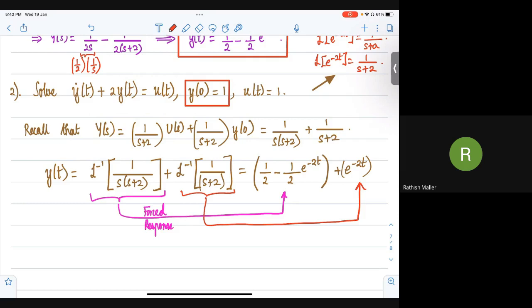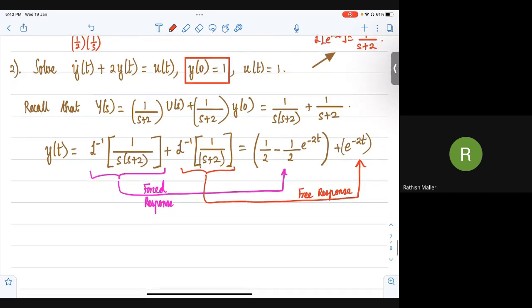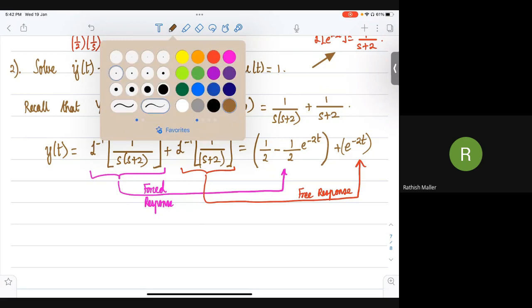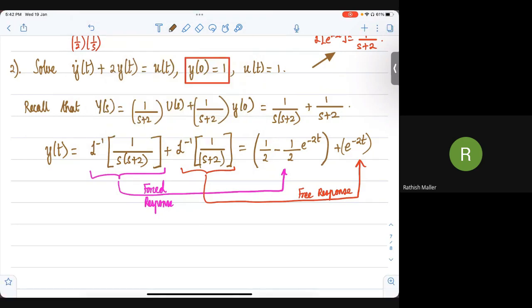the free response. Why am I calling it the free response? Because that is obtained from the initial condition, which is no longer 0. Of course, now I simplify this because there are two terms containing e power minus 2t. So if I simplify this, I will get 1 by 2 plus 1 by 2 e power minus 2t. Okay, so we can see that this is a solution to this problem.